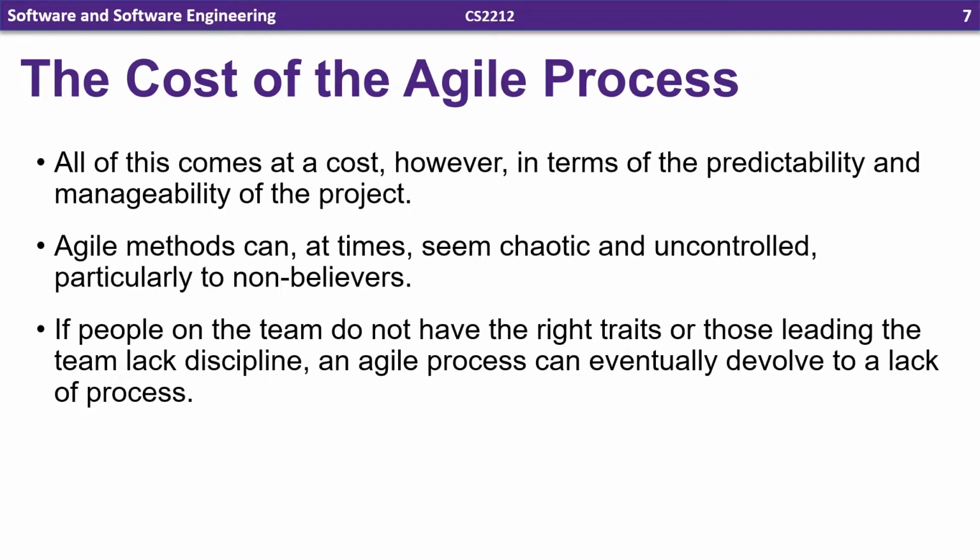And like those traits we mentioned before, if the people on the team don't have the right traits, it is very easy to have the whole agile method collapse back to just no process at all, no control of what anyone's doing, and no sort of coordination. So it does require a team that has discipline and leadership that is familiar with the agile process and has the ability of keeping everyone on task and on track.